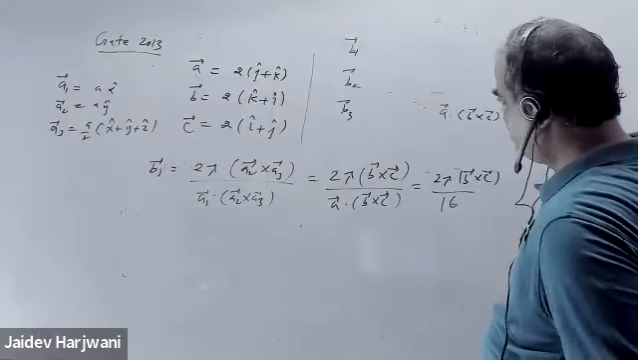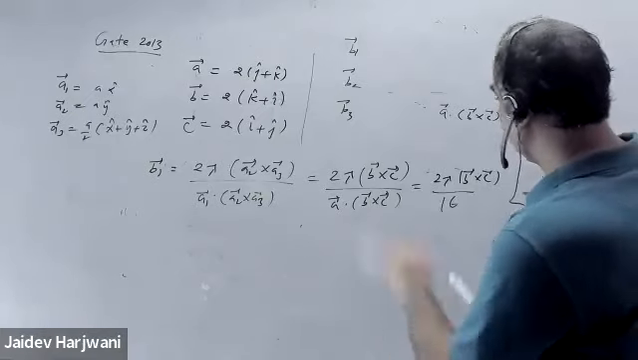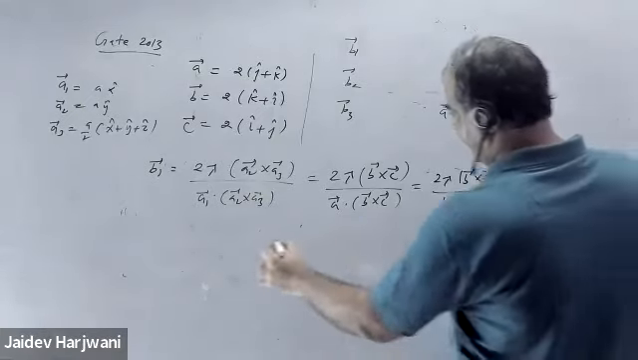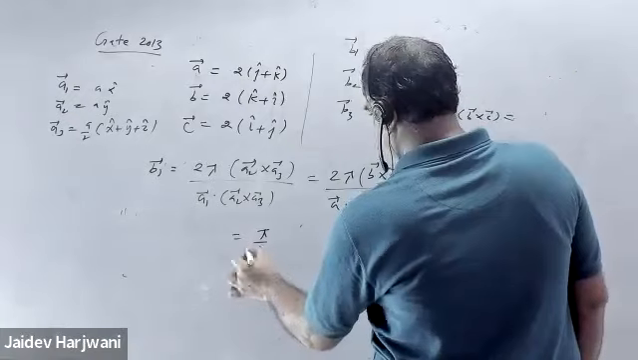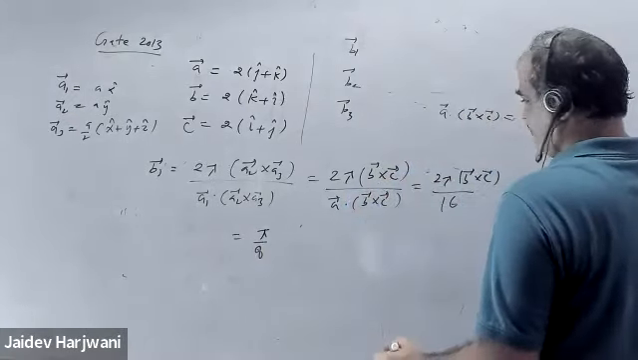Now what is b cross c coming to? I had just calculated it. So this will be pi by 8, and what is b cross c coming to?